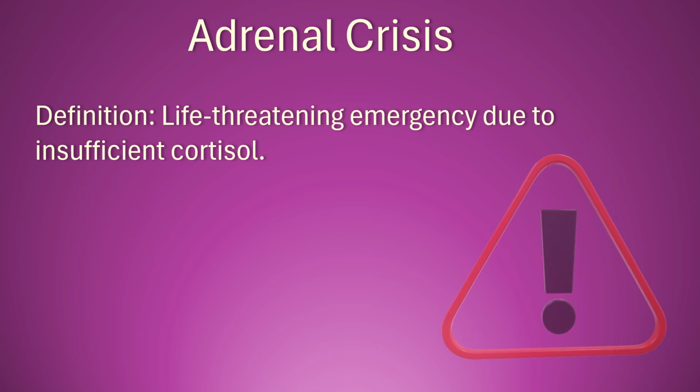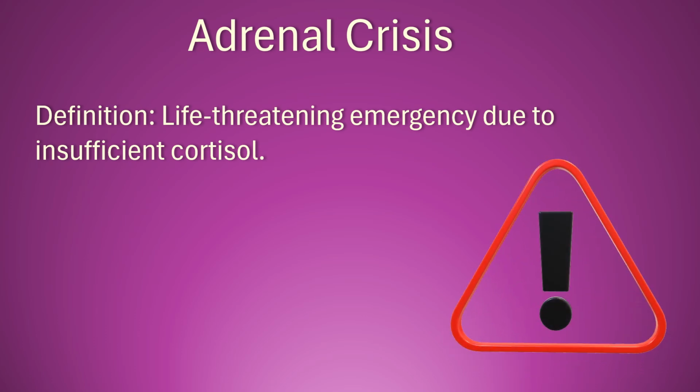Now, sometimes what can happen is that, yes, I know I have a deficiency in my adrenal gland and I'm not able to produce my hormones. But sometimes I can have a life-threatening emergency where I don't have any cortisol at all, meaning very low blood sugar and very low immune system modulation. So this could be a very dangerous time for me, and this is known as adrenal crisis.